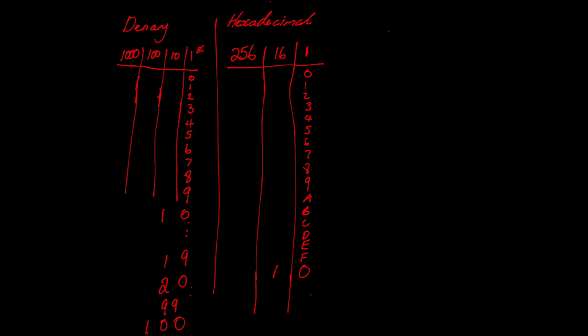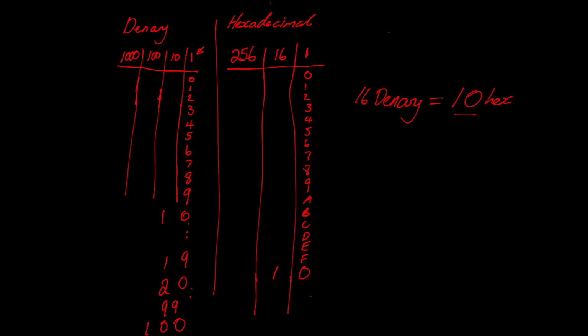So 16 in denary is equal to 10 in hexadecimal. I don't say "ten" because that will confuse me and I'll end up with the same kind of problems I've had before with binary when I say 10 in binary. Okay, what I mean is 1 0: 1 in the 16 column, no lots of 1. Okay, so what happens when I get to the next one?